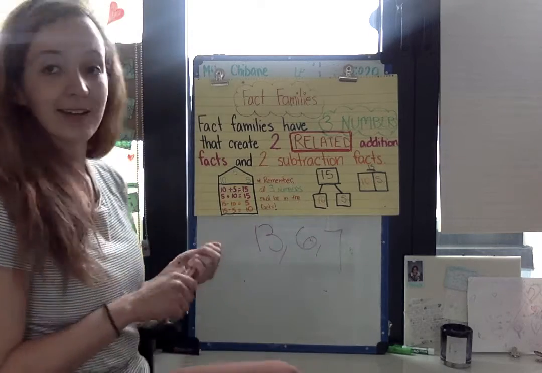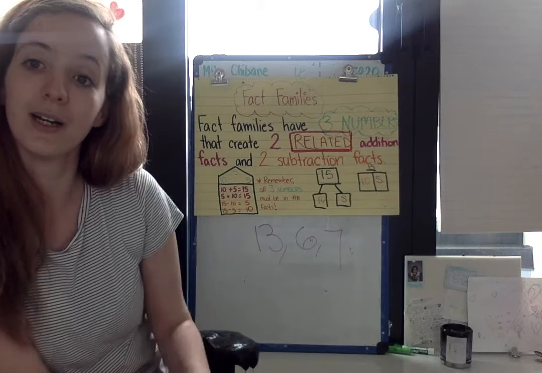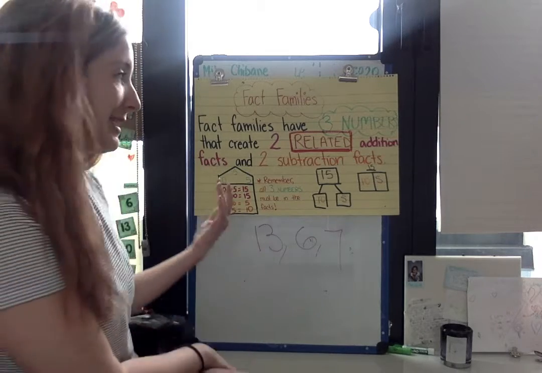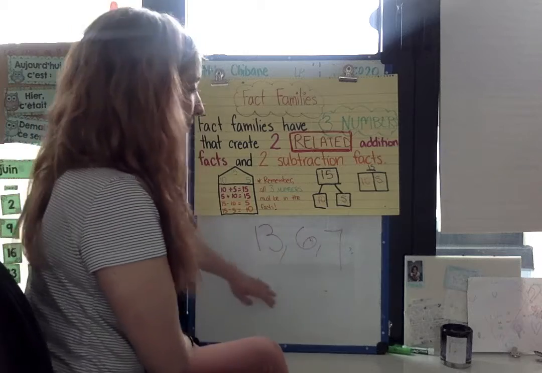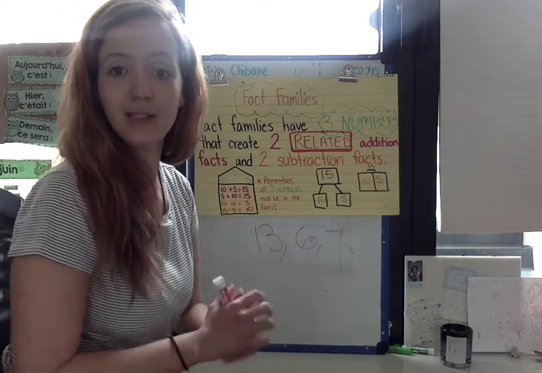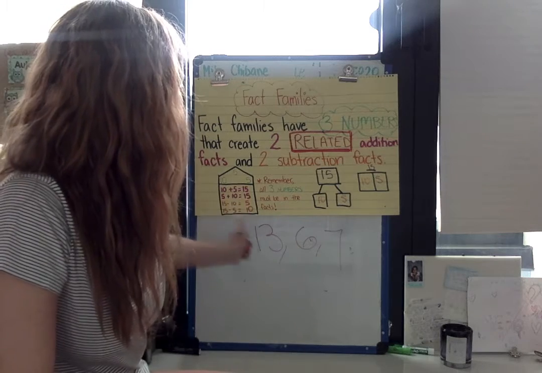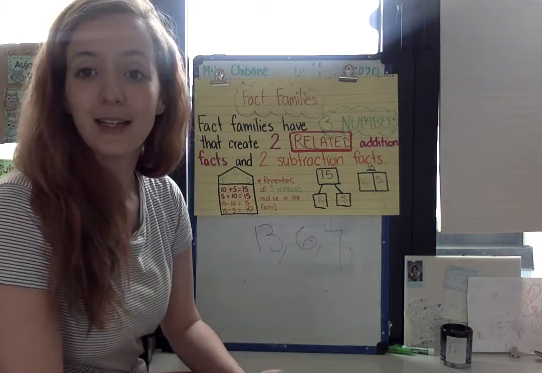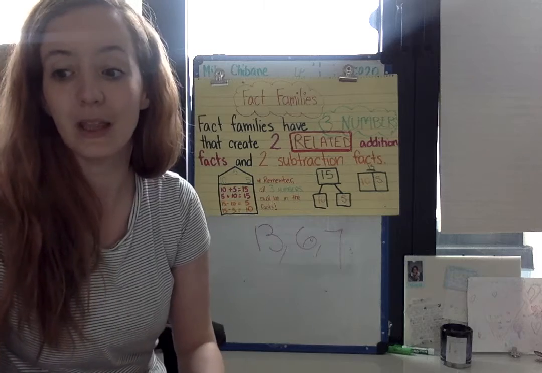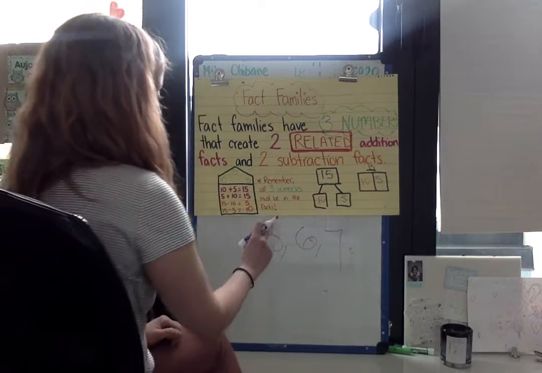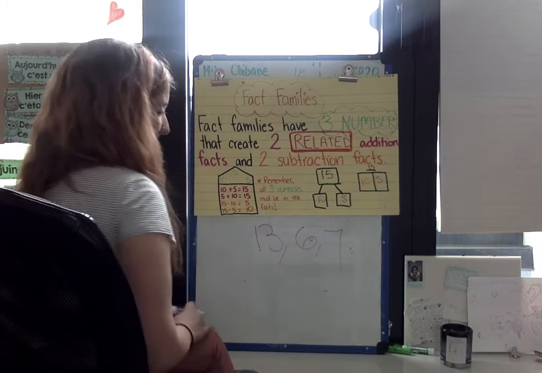So what about the numbers 13, 6, and 7? Can you think of the 4 related facts? First, think about what is your whole, what are your parts, and then think about all of the facts that you can write using only those 3 numbers. So 13, 6, and 7.